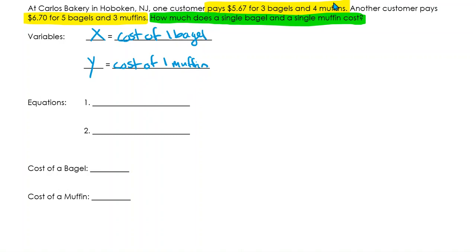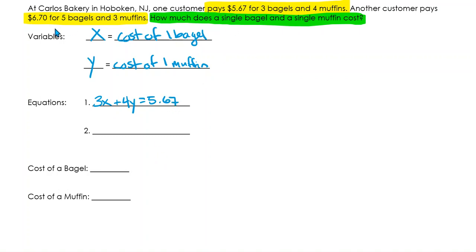So this first combination is going to be my first equation. I know that 3 bagels, so 3 times the cost of a bagel will give me my cost of those 3 bagels, plus 4 muffins. I used b there instead of x. That's my mistake. So 3x plus 4y is going to be equal to $5.67.